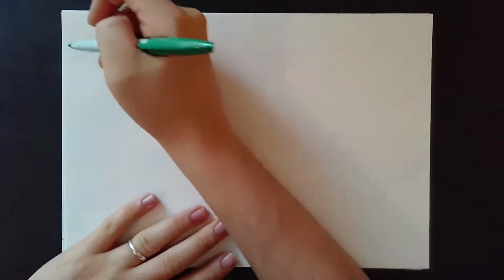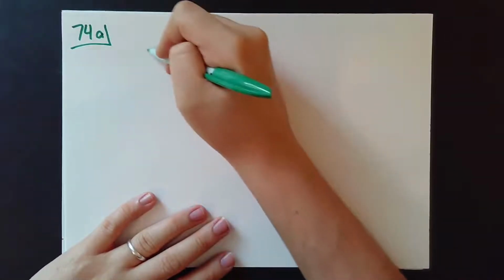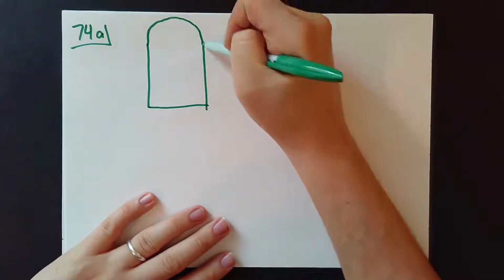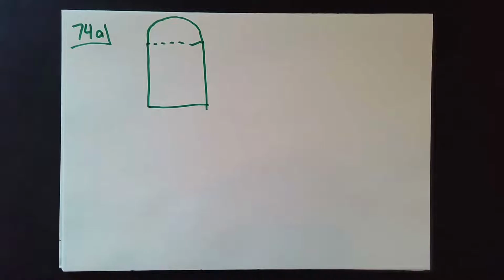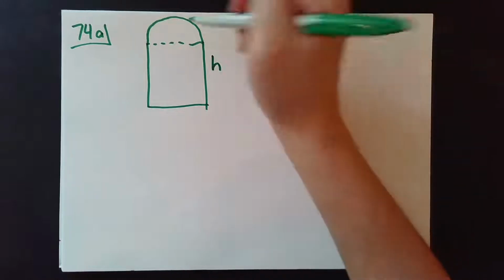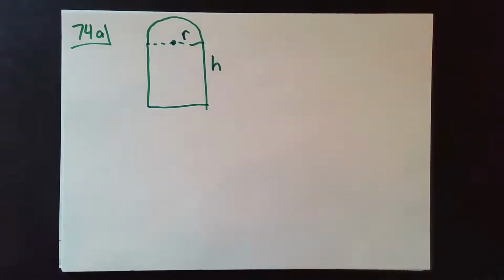So in 74A, we have this farmer setting up a fence, and the farmer is setting up a fence that has this rather weird shape. So we have this rectangle, which is h high, and this half circle with a radius of r. So this side is 2r.